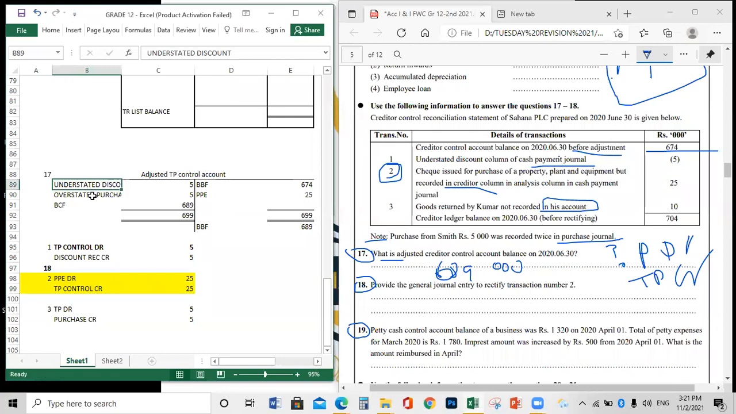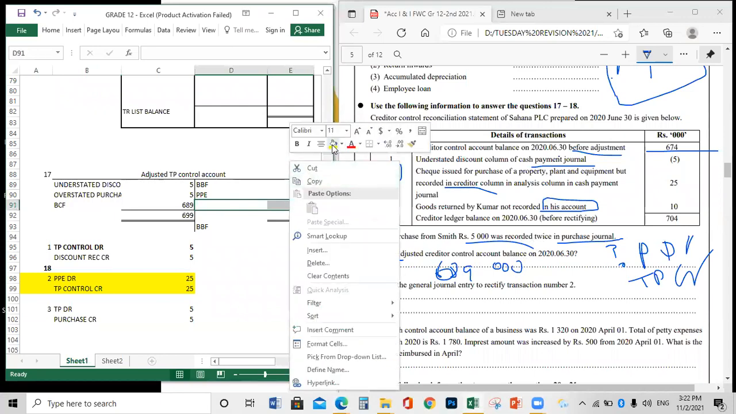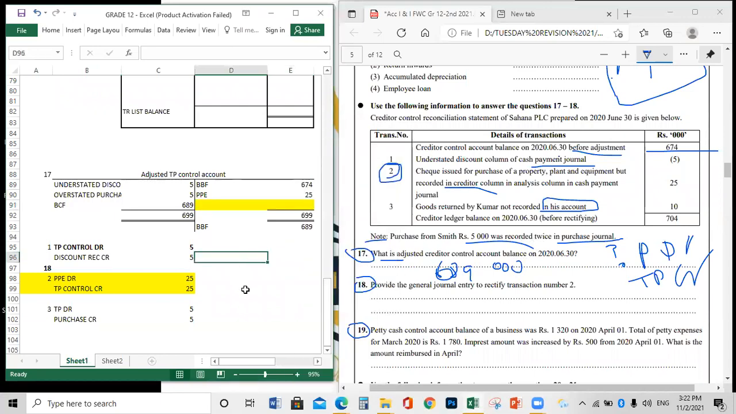So here you have overstated your purchase because, guys, you have recorded it twice in the purchase journal. In the ledger account also you will take 10,000 instead of 5,000. Because of that, your trade payable is increasing, because you record purchase on the credit side of trade payable. You will record the double, instead of 5,000, you would have recorded 10,000.